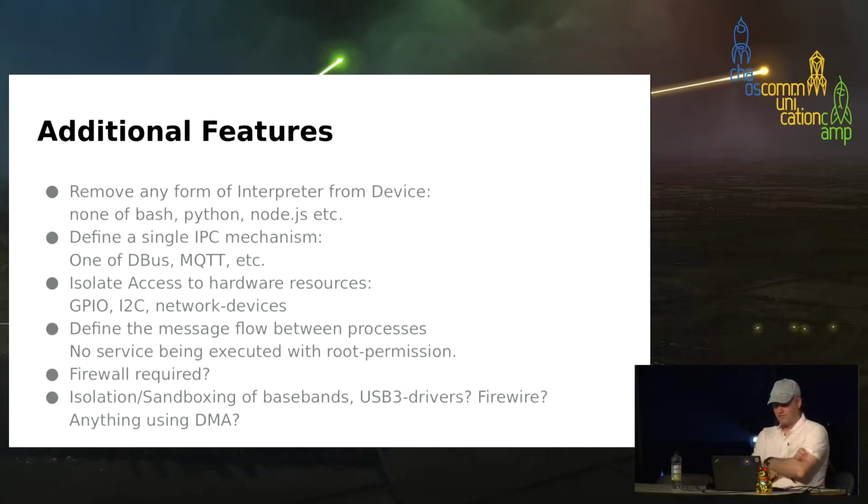Additional features. I've got to speed up now. You should remove any interpreter from your device. No Bash, no Python, no JS. Focus on a single D-Bus or a single IPC mechanism. Think about isolating access to GPIOs or other hardware devices. Define what is the allowed message flow between devices. Who is allowed to write files? Who is allowed to read files?